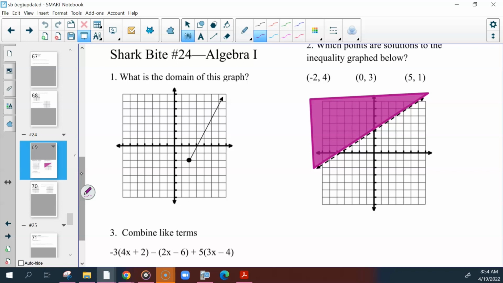Alright, for number 1, you had to find the domain of this. You can write this in set notation or interval notation. Your domain would start at 2, and it would keep going to infinity. So you could write it one of 2 ways: x is greater than or equal to 2, or you could start at 2 and go to infinity. Either of those is fine. I put it in the second way. That's fine.